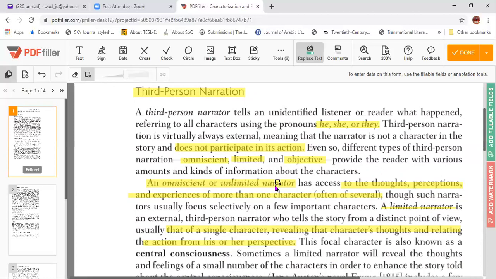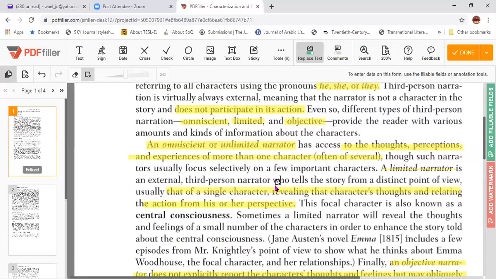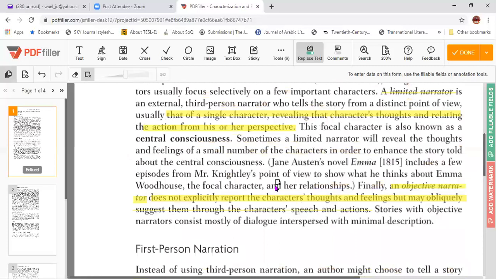Now, the last one, which is the objective narrator, has no access to, or does not comment on, the feelings and the thoughts of the characters. So he's different from the limited and omniscient narrators in that he does not comment on their feelings and thoughts, but rather he shows how these characters speak. And through this speech and action of the characters, we, the readers, can tell what kind of characters they are. And that's the third part, the last part.